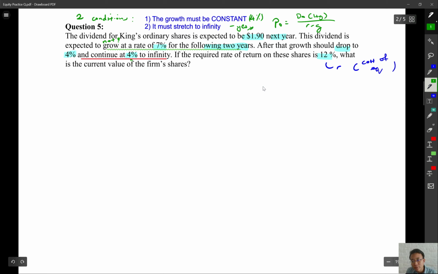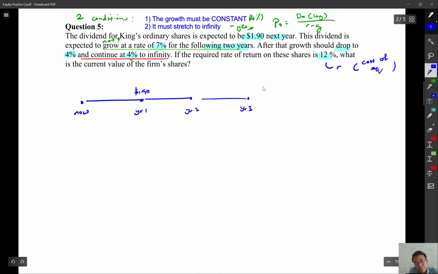So let's deal with this. We put a timeline. This is where we are now. They are telling you your next dividend, year 1, is 190. Then after that, it's going to grow by 7%. So 190 grows by 7%, which is times 1.07. You will get for yourself an answer of 2.033.